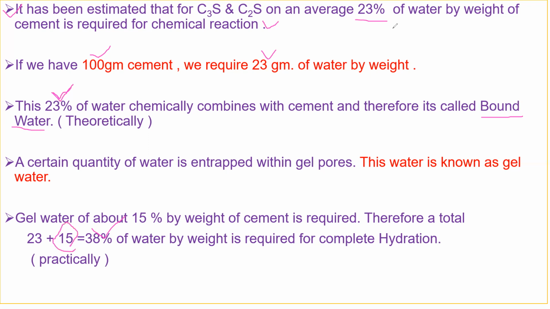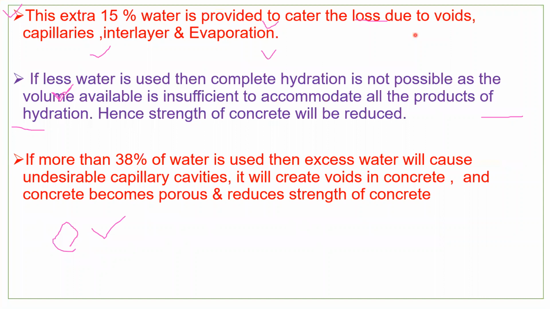We'll try to see why that 15% extra is coming. This extra 15% water is provided to cater for the loss due to the voids, capillaries, interlayer and evaporation. Let us say you require 23% of water. Whenever you add 23% of water into the cement, let us say this is a container and these are the cement particles. It's not that exactly 23% of the water will be taken up by the cement. Some of the water will go into the voids. We'll have voids in between the cement particles, and there the water will be wasted.